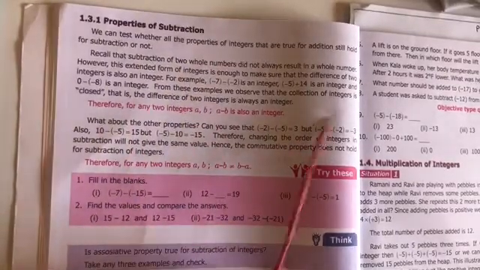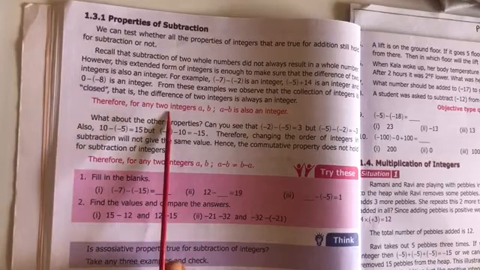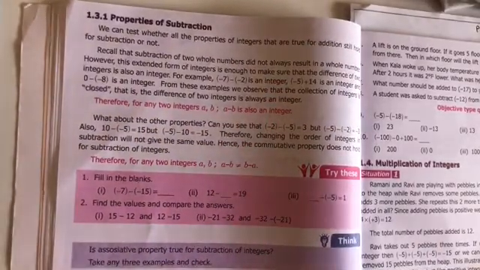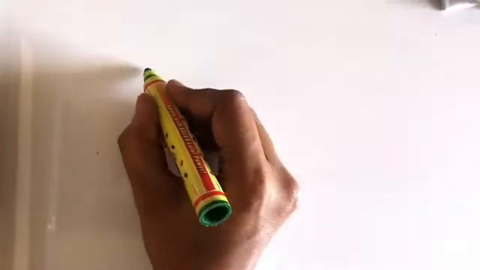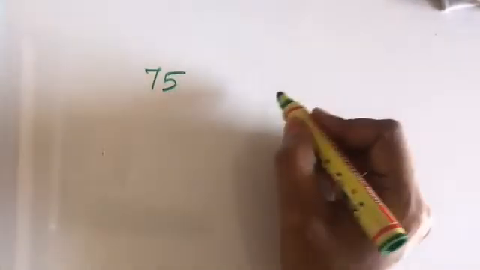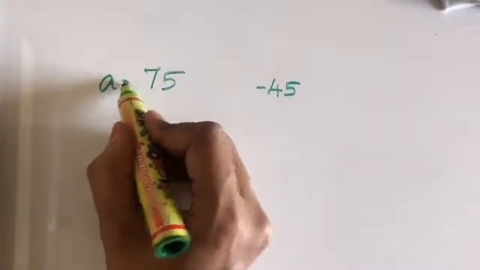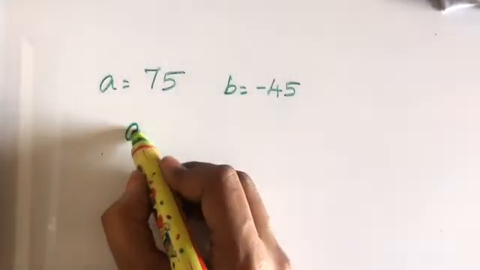Okay, so the first one is the closure property. Therefore, for any two integers a and b, a minus b is also an integer. We can calculate the subtraction for any two integers, right? We will take different numbers, 75 and minus 45. These are two integers, a is equal to 75 and b is equal to minus 45. Shall I calculate a minus b?